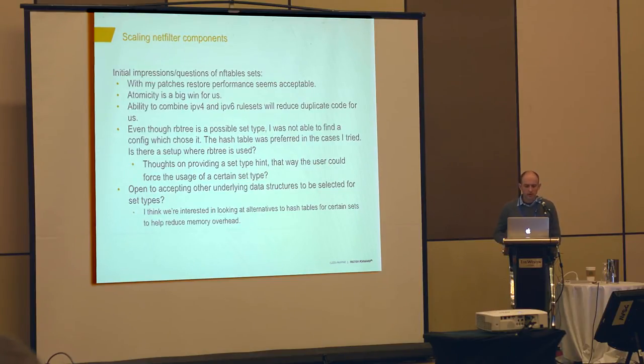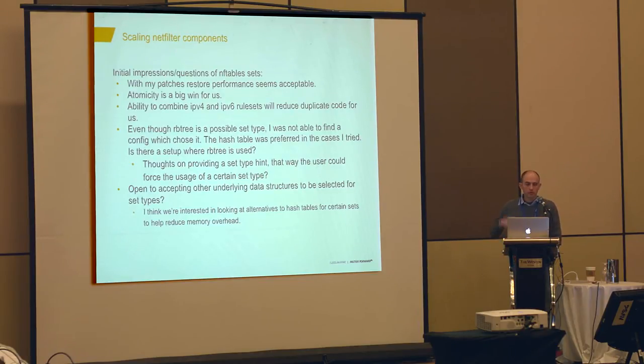The next point is something that I talked to Patrick about last night. I wasn't able to get a set to choose RB tree, but it seems like it requires the intervals. Yeah, the RB tree is quite an inefficient set implementation. It exists for testing interval-based sets, which you obviously can't do with hash tables. So the RB tree was the easiest way to have an implementation which actually supports that. As soon as you start using intervals, the RB tree will be automatically chosen. Because of its high memory requirements, it is not chosen automatically for any different setup.